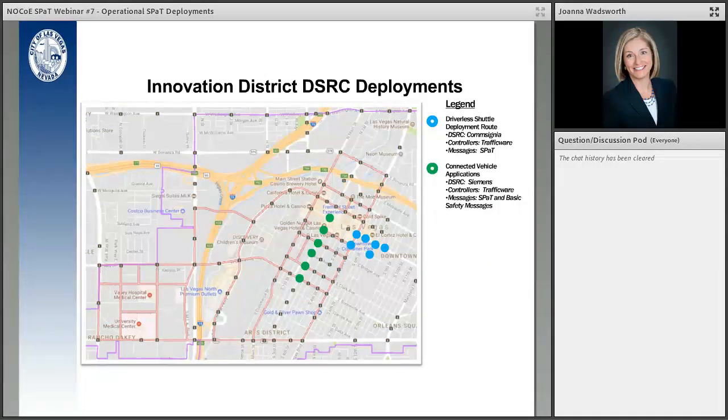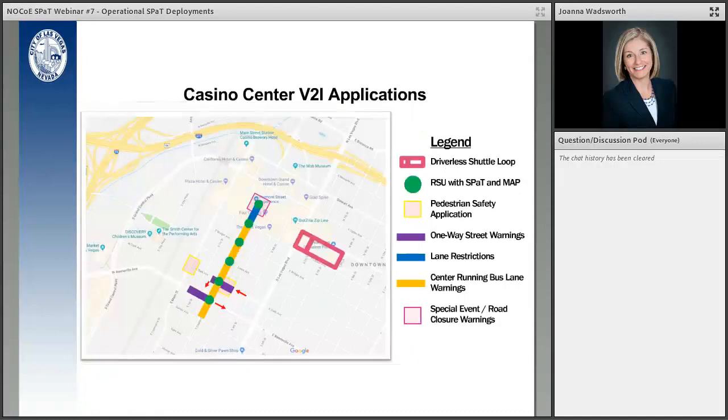So our second operational deployment is identified with the green dots on the map. These DSRC are installed on Casino Center Boulevard from Bonneville to Fremont Street. For this deployment, the DSRC are manufactured by Siemens, but the controllers are traffic-aware. And this slide provides a little bit more detail on that deployment.